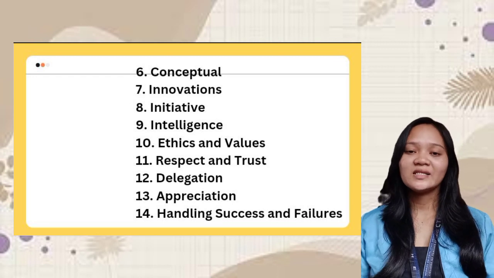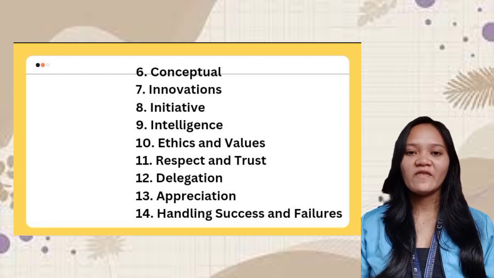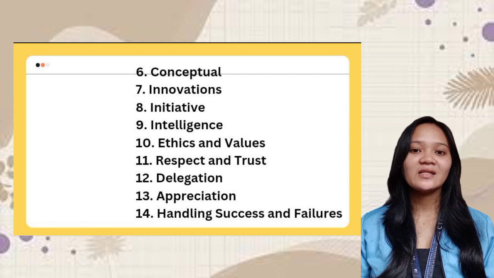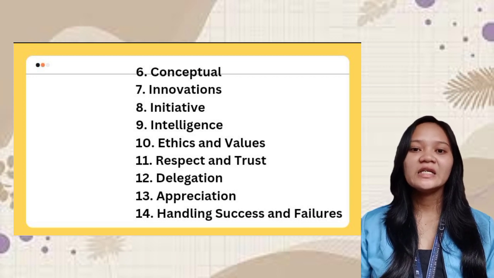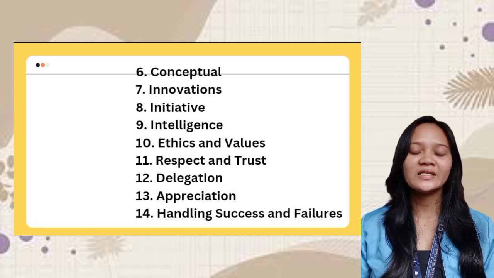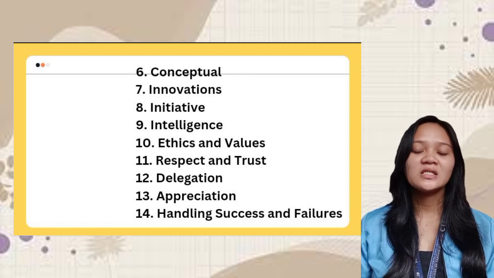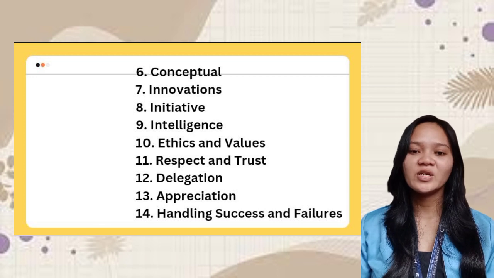The 12th one is delegation. One cannot do everything. The leader needs to delegate tasks effectively. The leader needs to know each member's strengths and weaknesses and delegate responsibilities accordingly. This would make the team members feel appreciated and recognized.